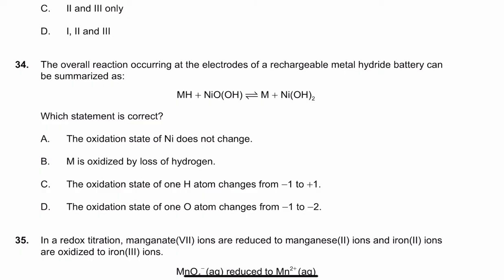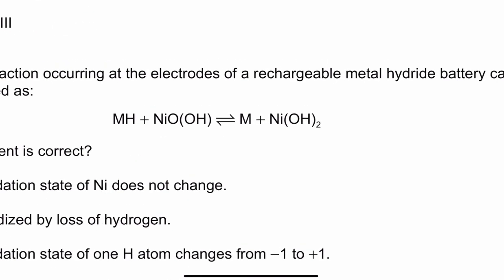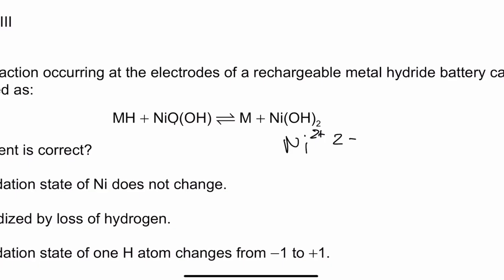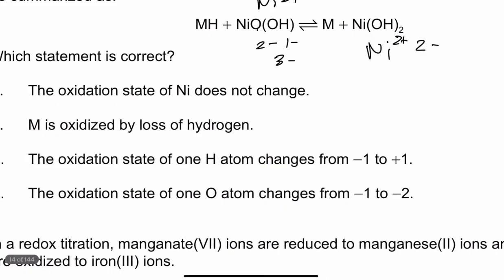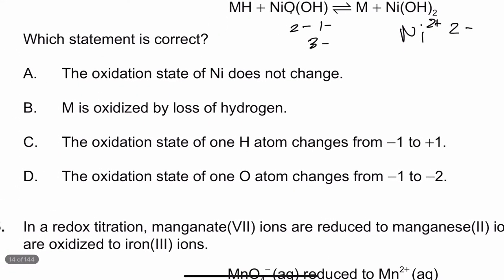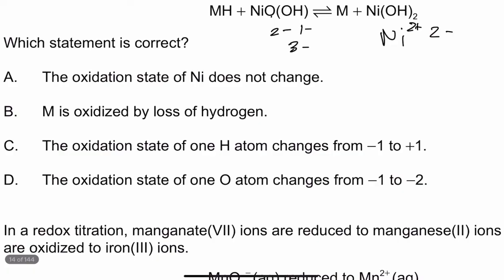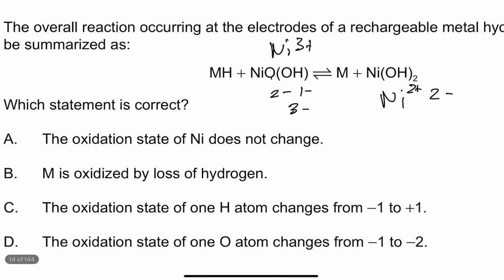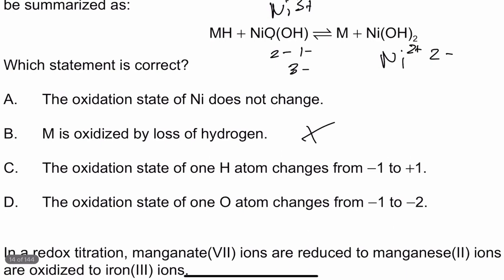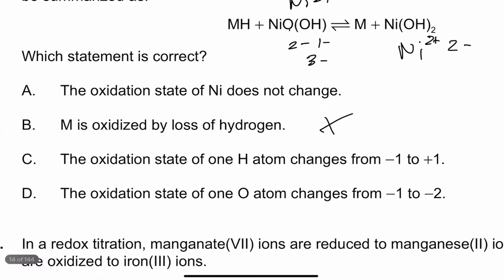Well, I mean, without even checking, I can tell it is changing, because you can see here, it is in the presence of the OH2, which has a charge of 2 minus, so it's Ni2 plus. Okay, this one is in front of this 2 minus and 1 minus, so 3 minus. This one's going to be Ni3 plus. So they're different. Okay, it does change. Okay, B. M is oxidized by the loss of hydrogen. Yeah, that's not true. Not really. Hard to see that.